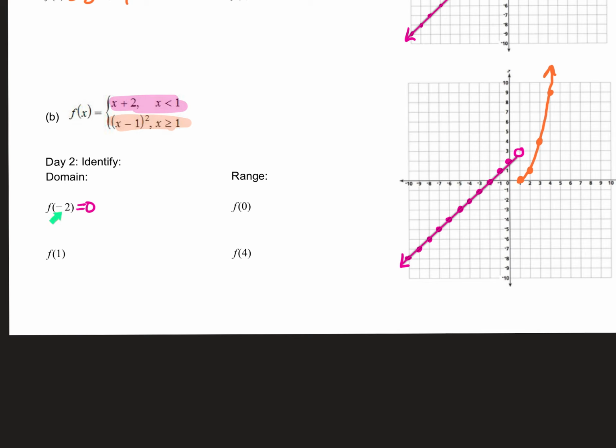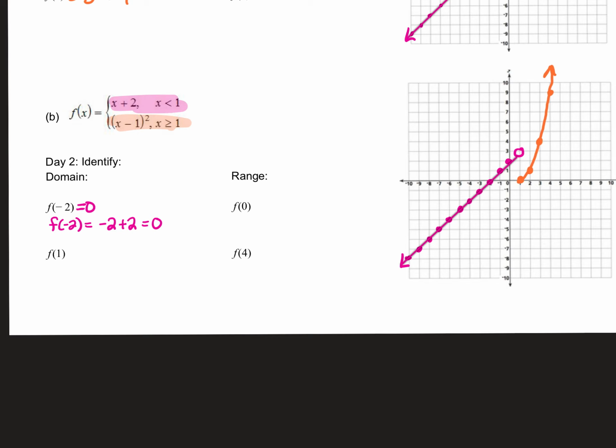And I ask myself, where does -2 fall in my choice of domains? Is -2 less than 1? Yes, it is. So -2 is less than 1 means that I will use x plus 2 to find out what my output is. So I would plug in -2 and I get negative 2 plus 2, which simplifies to 0.